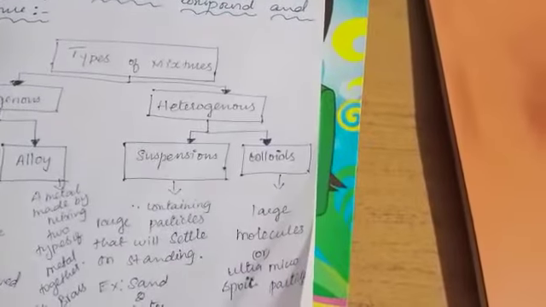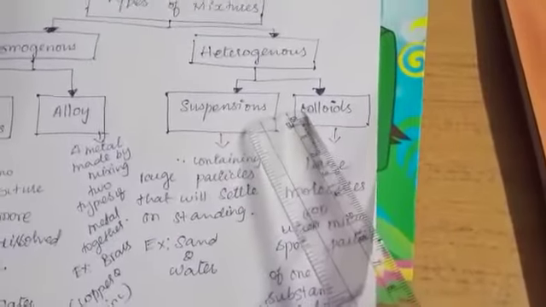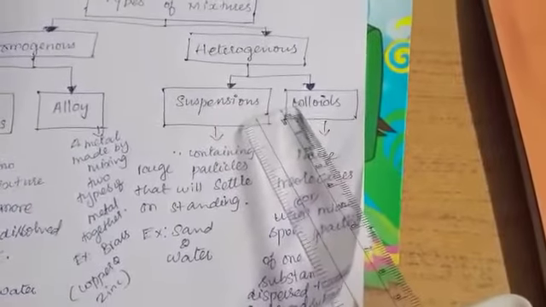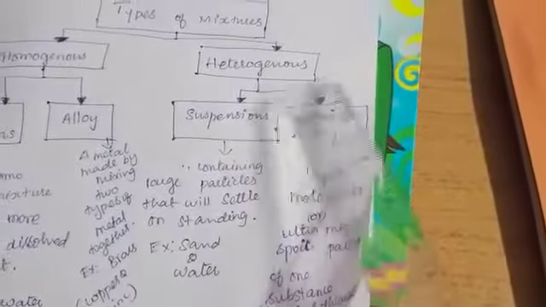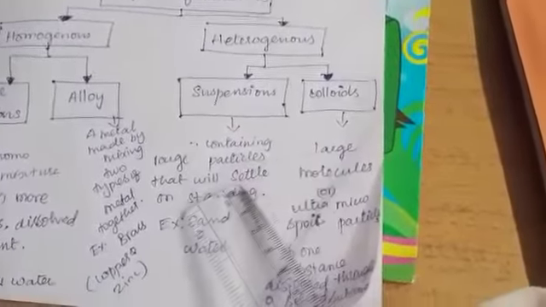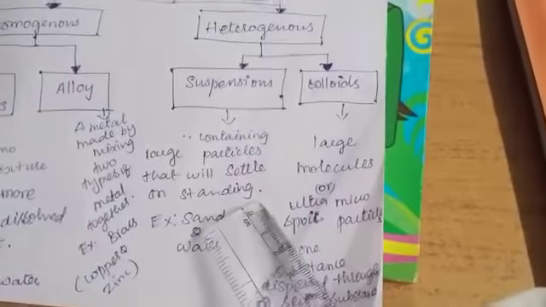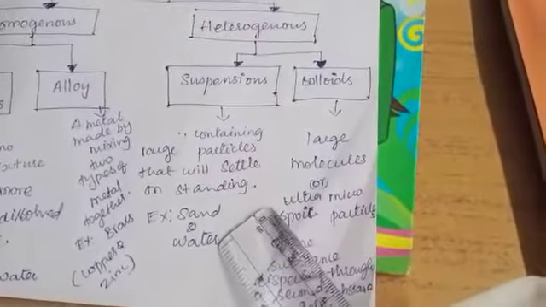Then the next one, we are going to learn about the two categories of heterogeneous mixture, namely suspensions and colloids. What is meant by suspensions? Suspension is a heterogeneous mixture containing large particles that will settle on standing. For example, sand with water.